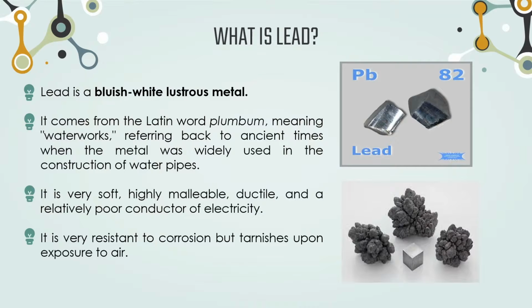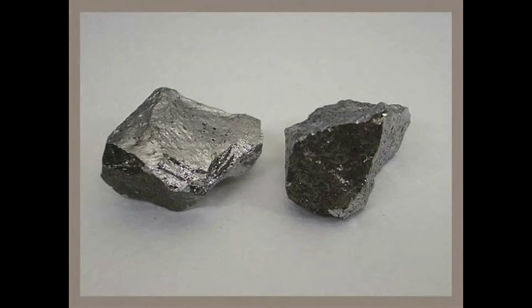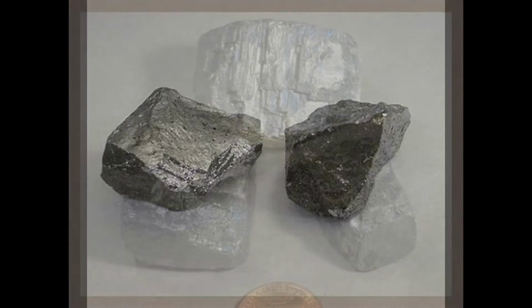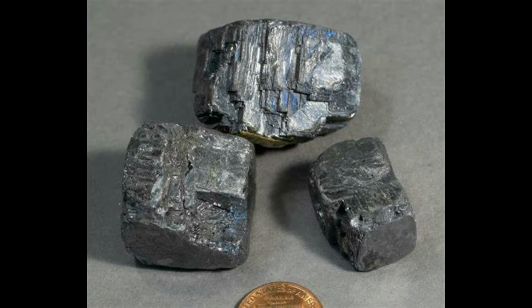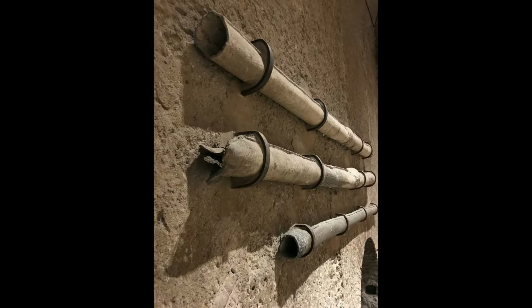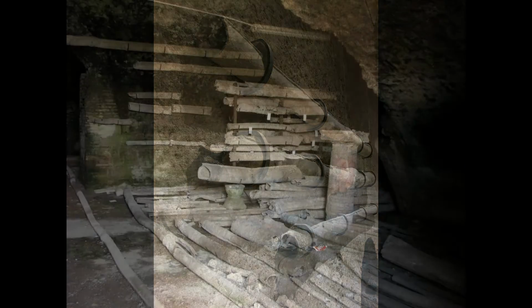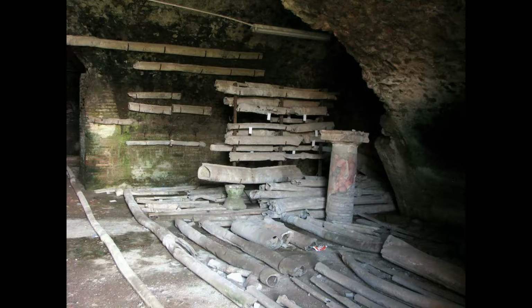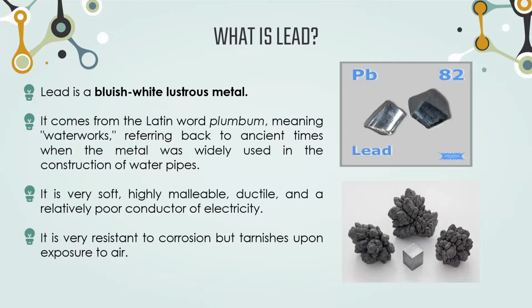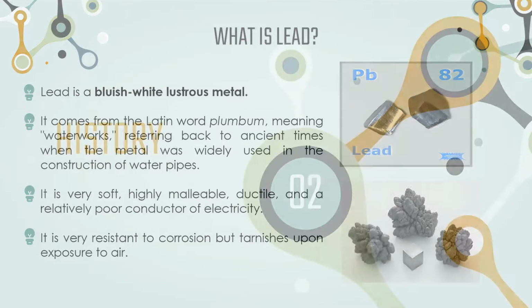What is lead? Lead can be physically seen as a bluish-white lustrous metal. Its name comes from the Latin word plumbum, meaning waterworks, referring back to ancient times when the metal was widely used in the construction of water pipes. It is very soft, highly malleable, ductile, and a relatively poor conductor of electricity. It is very resistant to corrosion but tarnishes upon exposure to air.